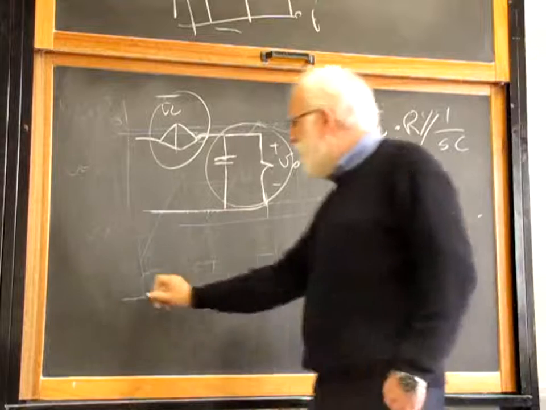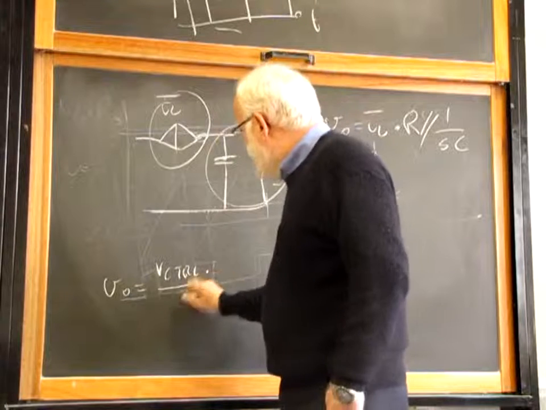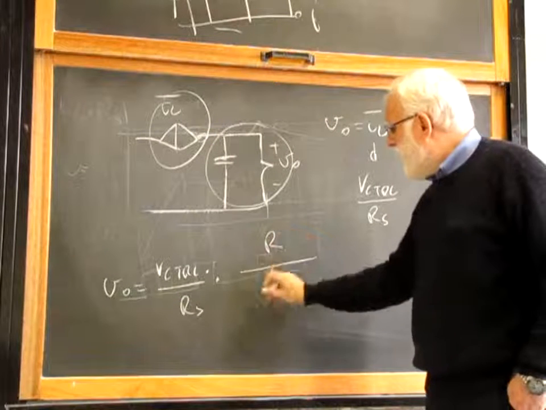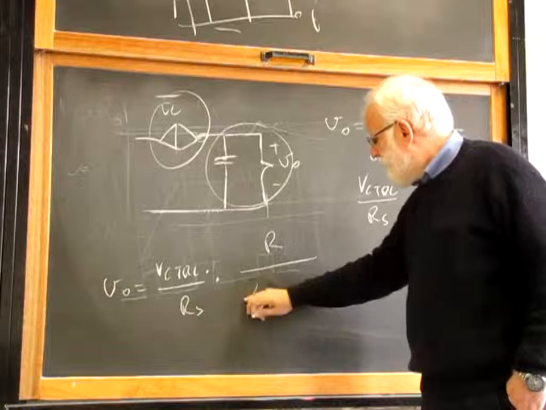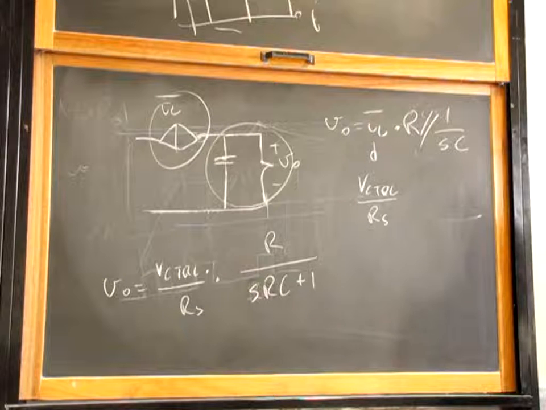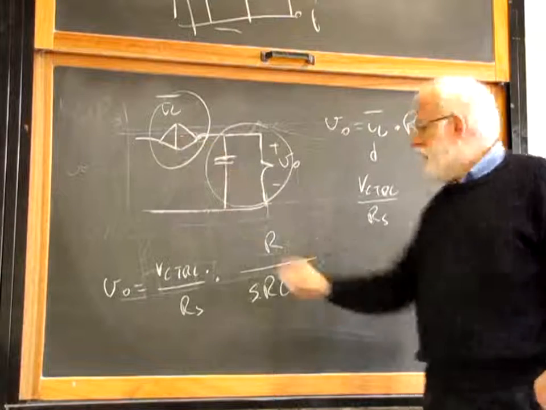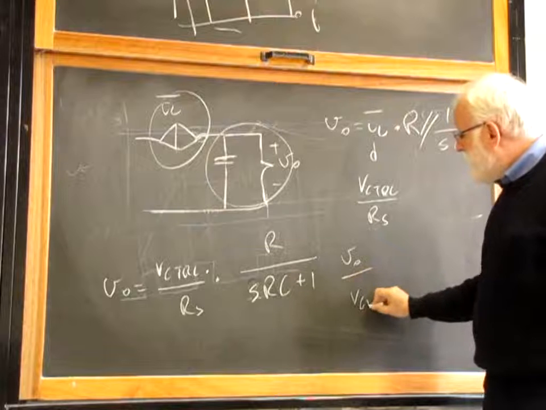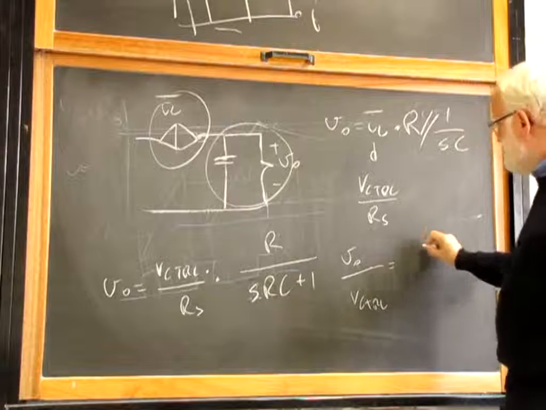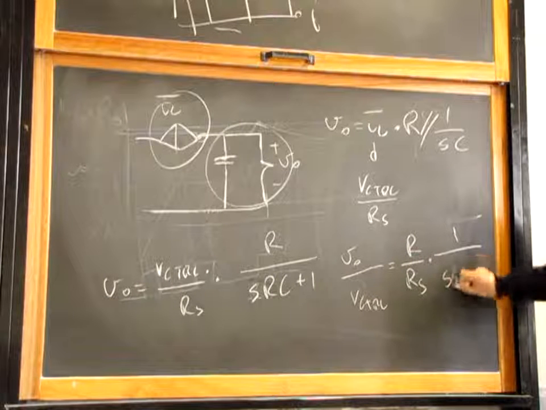And so, the output voltage is equal to V control over RS times, how is this parallel? It's R divided by sRC plus 1. If I wanted the transfer function between the output voltage and the control voltage, V naught divided by V control, this is equal to 1 divided by RS times R over sRC plus 1.